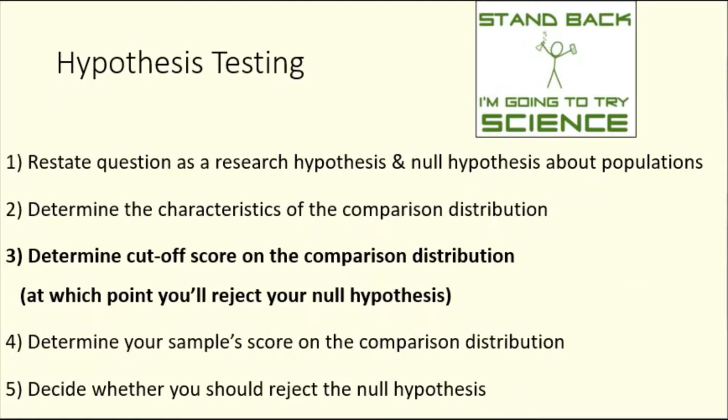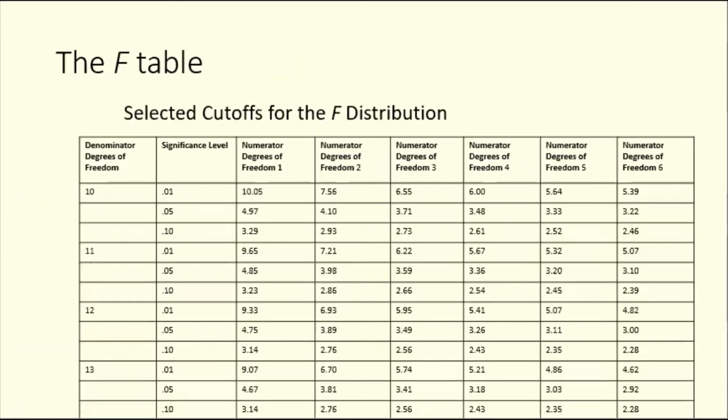And so right now we're going to move to determining the cutoff score on our comparison distribution. We said that we have 2 degrees of freedom and 12 degrees of freedom. The 2 degrees of freedom is going to be our numerator degrees of freedom, our DF between, and the 12 degrees of freedom is going to be our DF within.